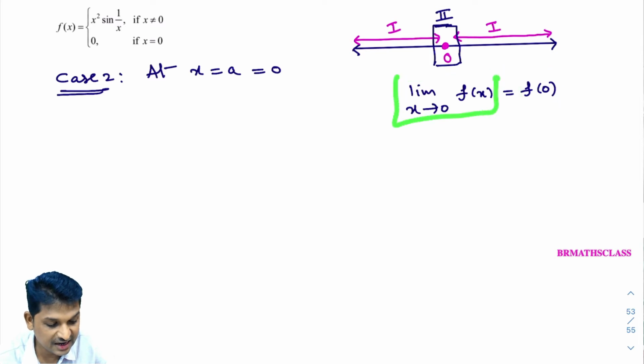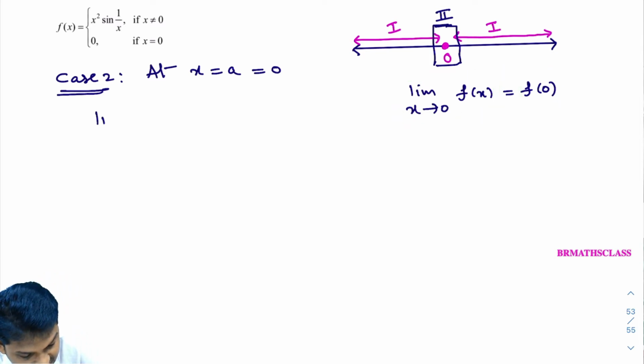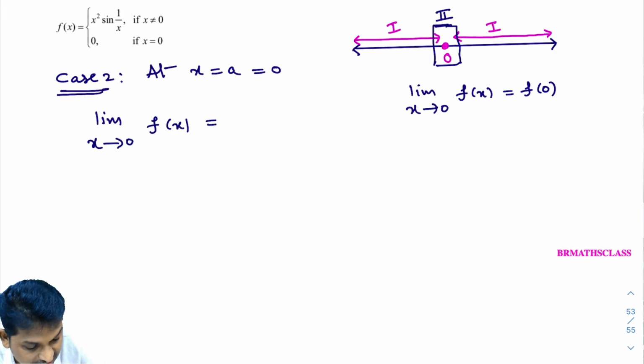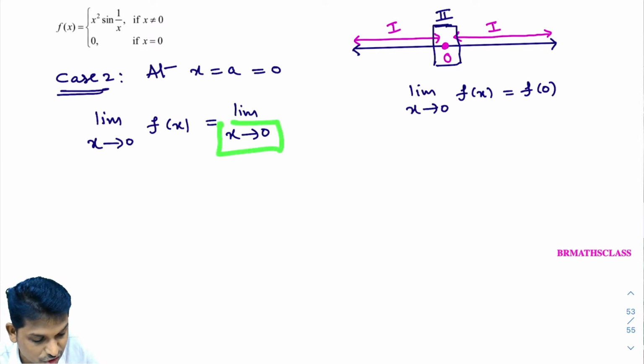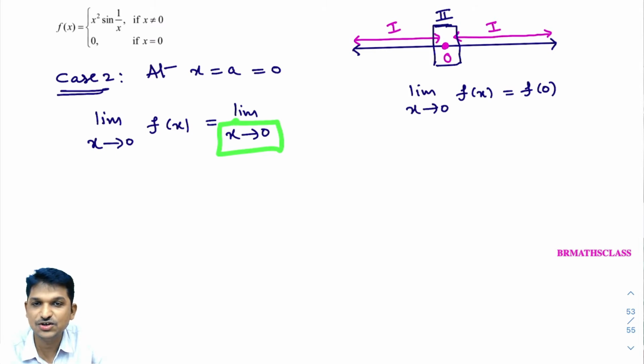Okay. First, I will calculate this one. Limit x approaches 0, f of x. That equals limit x approaches 0. X approaches 0 means what? All x values are slightly less than 0 or slightly greater than 0 but not 0. That means x approaches 0 means x is not equal to 0. X values are slightly less than 0 or x values are slightly greater than 0.